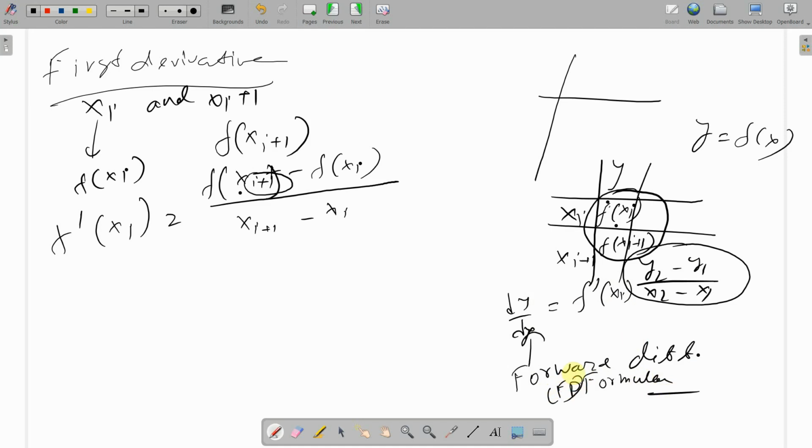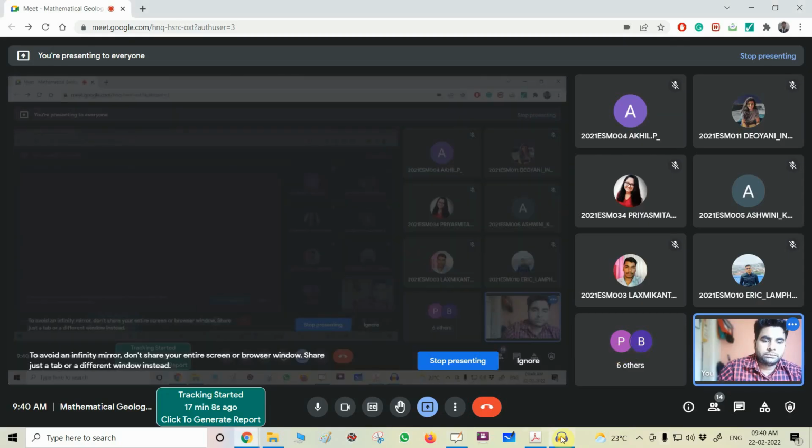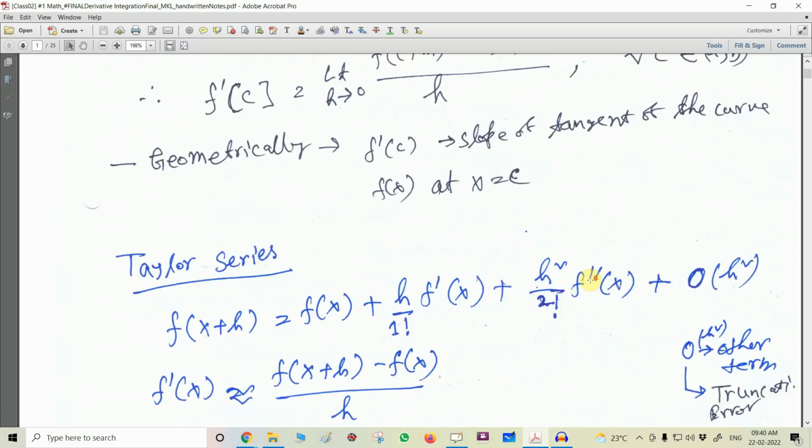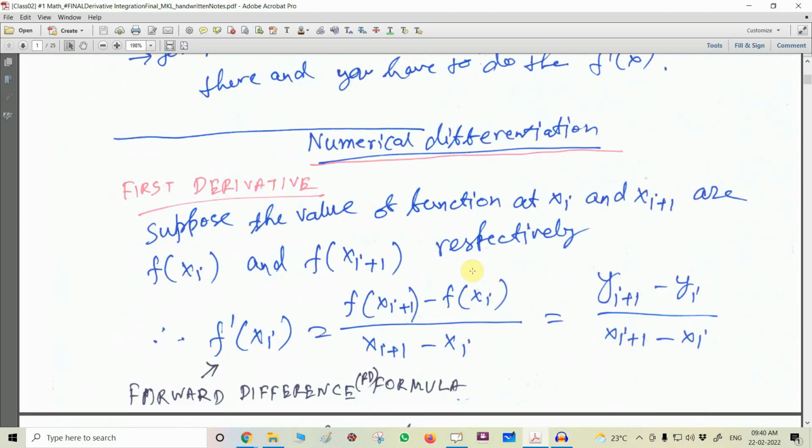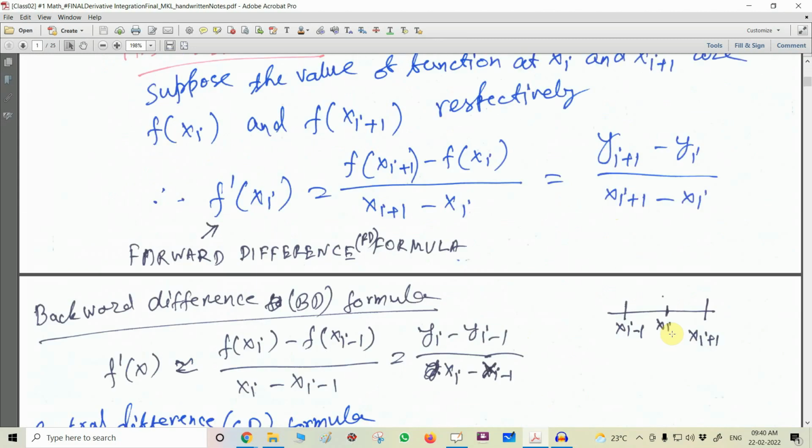Let me show you. Suppose the values of the function at x_i and x_i plus 1 are f(x_i) and f(x_i plus 1) respectively. So f dash x_i equals f(x_i plus 1) minus f(x_i) over x_i plus 1 minus x_i. And what will be the backward difference formula? If you do f(x_i) minus f(x_i minus 1), meaning y1 minus y2 you are doing, then you have to do x1 minus x2. That's called the backward difference formula.